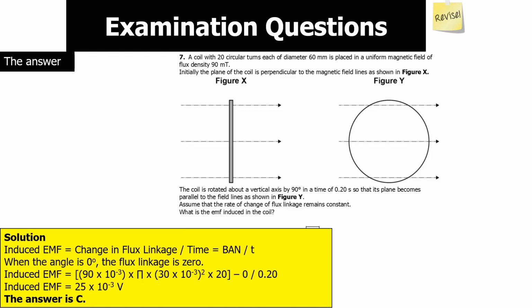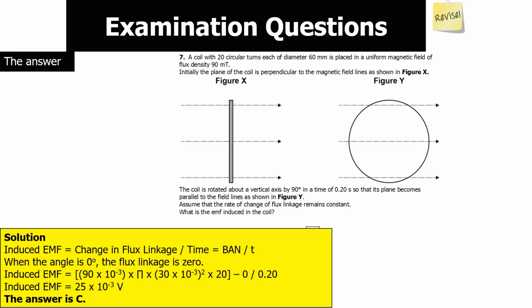Right, so we know induced EMF is equal to the change in flux linkage divided by the change in time. Now when the angle is 0 degrees, the flux linkage is 0. Now when the angle is at 90 degrees, it's 90 times 10 to the minus 3, because it's BAN, times the area, which is pi r squared, so it's pi times 30 times 10 to the minus 3 squared. Remember the diameter is 60 millimeters, so the radius is 30 millimeters.